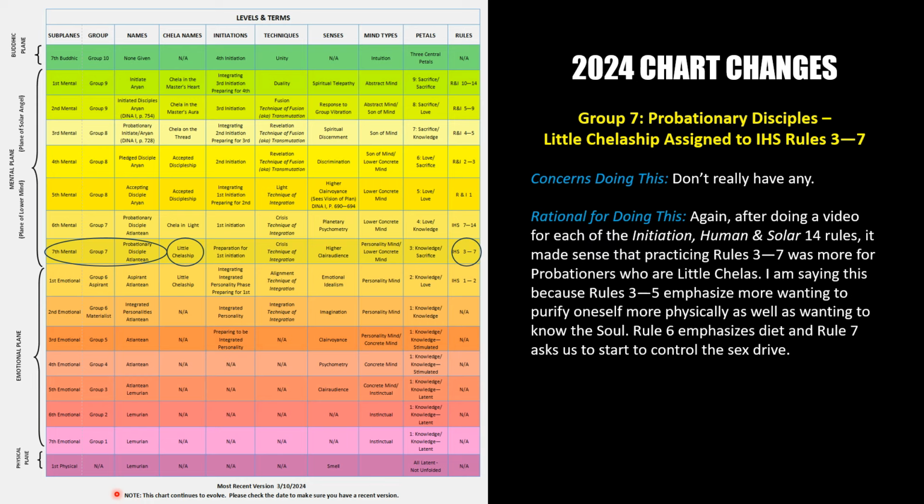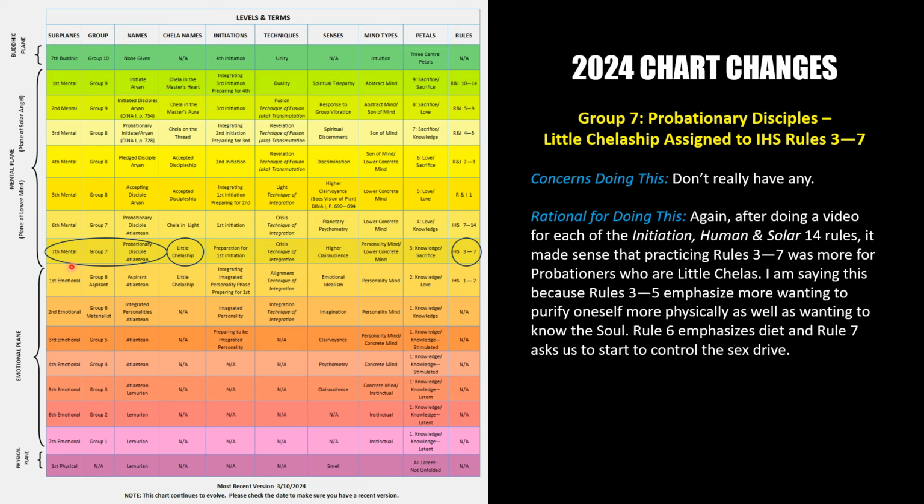My rationale for doing it is, again, after doing a video for each of the Initiation, Human, and Solar 14 rules, it made sense that practicing rules 3 to 7 was more for probationers who were little Chelas. I'm saying this because rules 3 through 5 emphasize more wanting to purify oneself more physically, as well as wanting to know the soul. Rule 6 emphasizes diet, and Rule 7 asks us to start to control the sex drive.